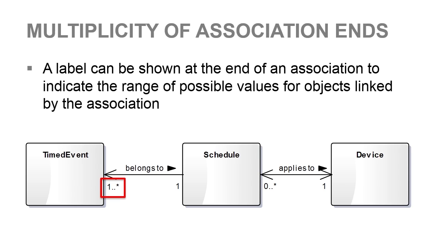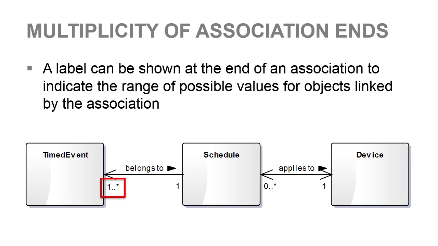This defines the range of possible values that the objects participating in the links can have. In the example, a schedule must have at least one timed event that belongs to it, and each timed event must belong to one and only one schedule. One schedule could have 3 timed events belonging to it, the next could have 100 timed events belonging to it.